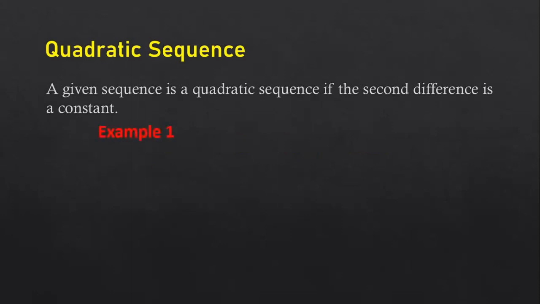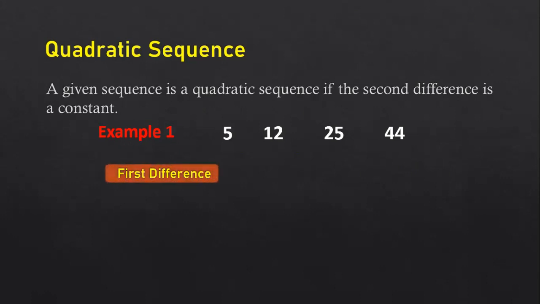Okay, students, look at this example. We have a sequence 5, 12, 25, 44, and so on. Okay, students, what is the characteristic of this sequence? First, we are going to take a look at the first difference.